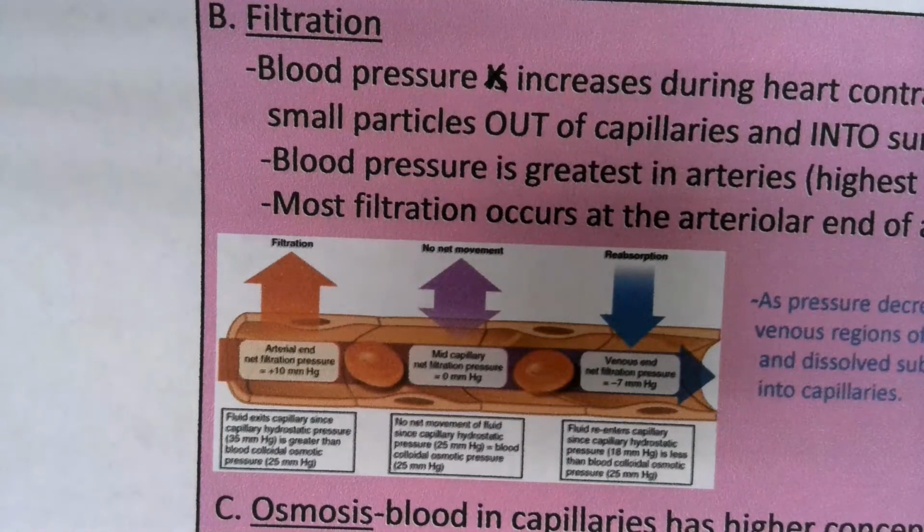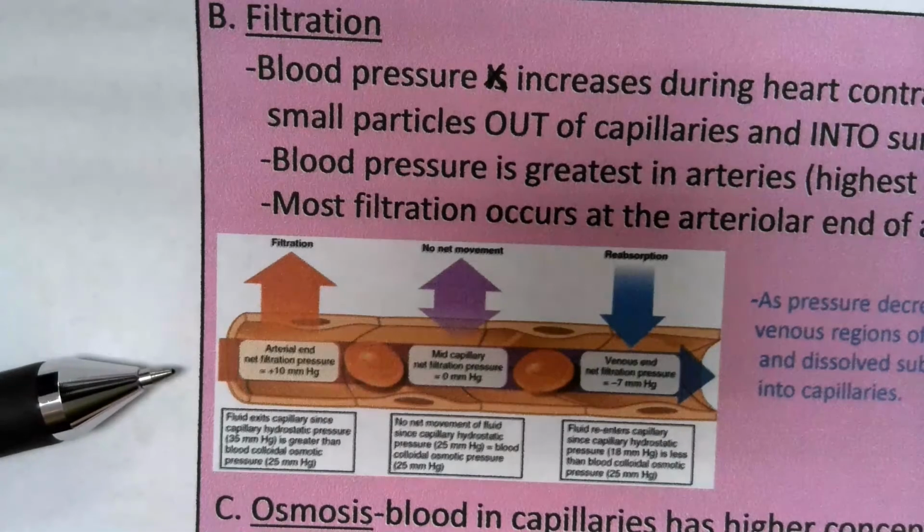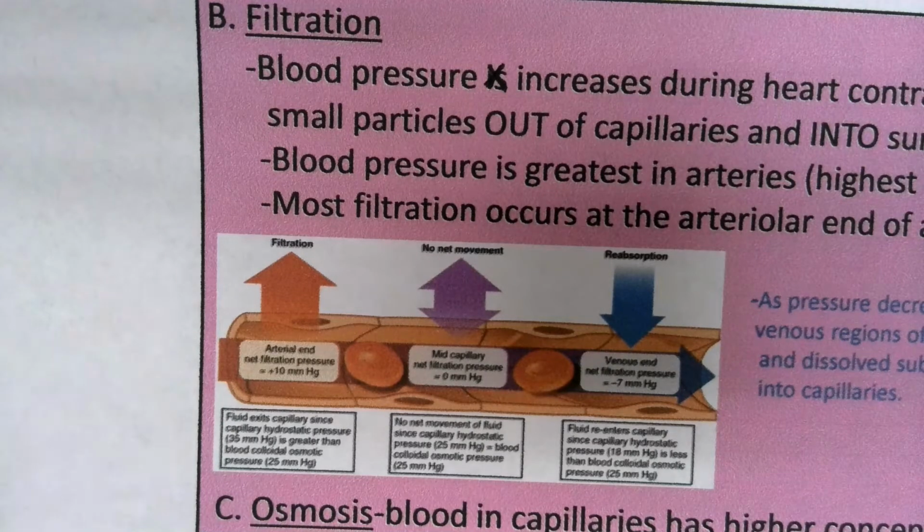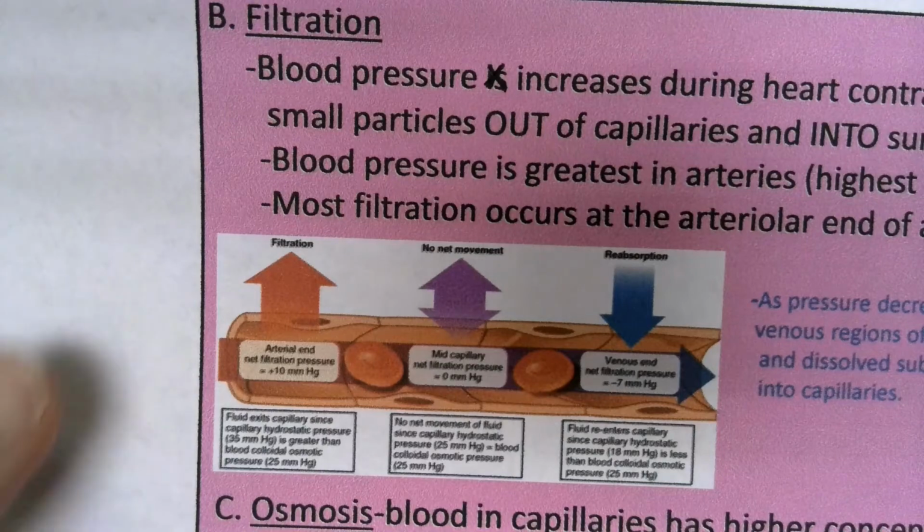All right, I realized I needed to get closer to this particular picture. So again, at the arterial end, that's where filtration is going to occur. Then as the blood pressure drops in the capillary bed, at the venous end, it mentions in the blue on the right there that water and dissolved substances can move into capillaries, so that's where they might get reabsorbed. And that's what that picture is showing.